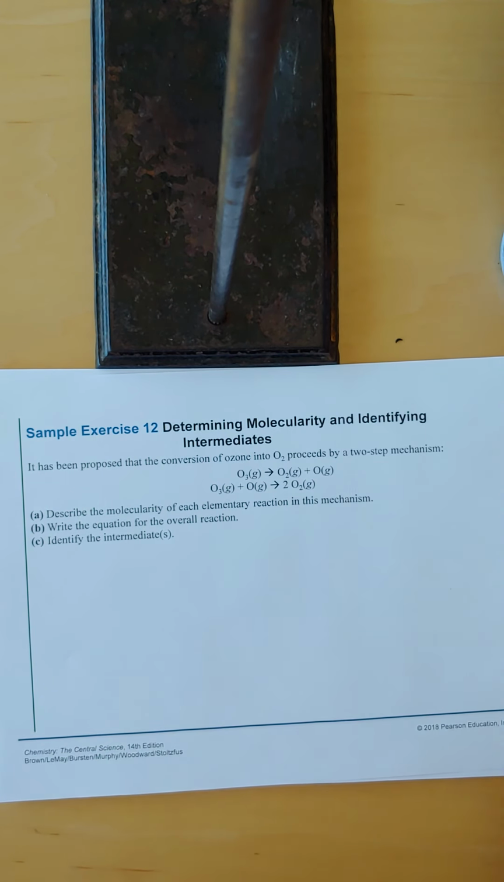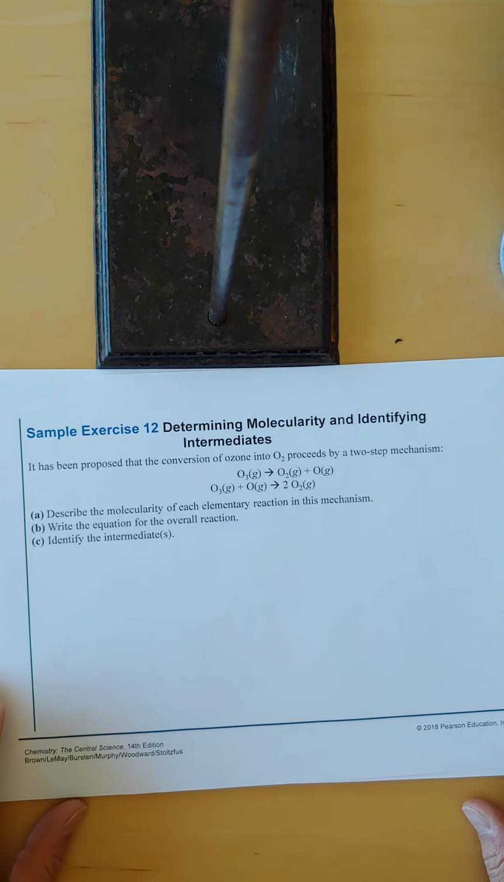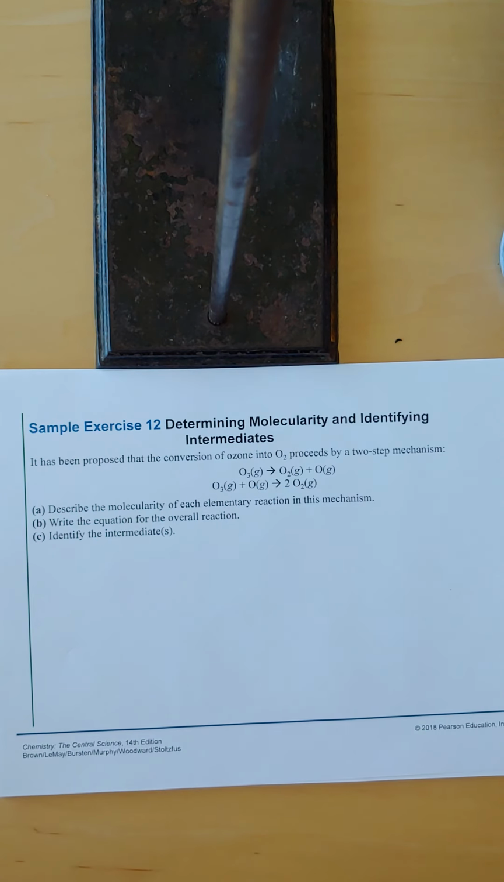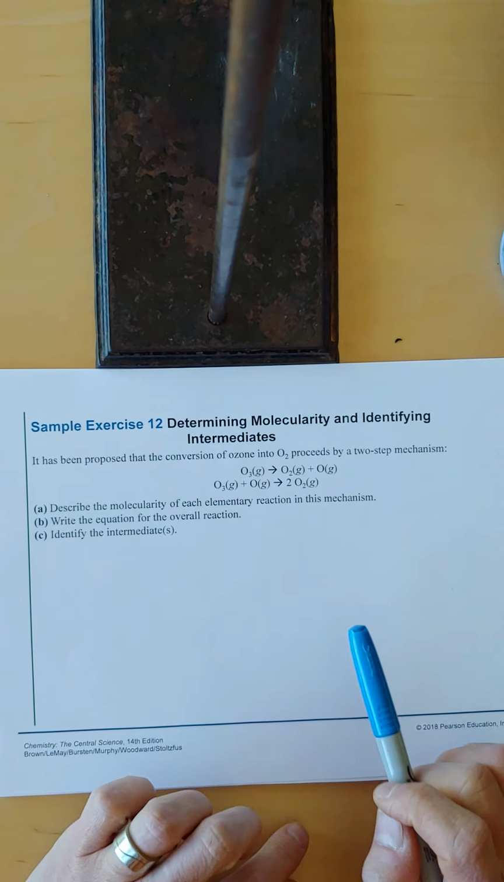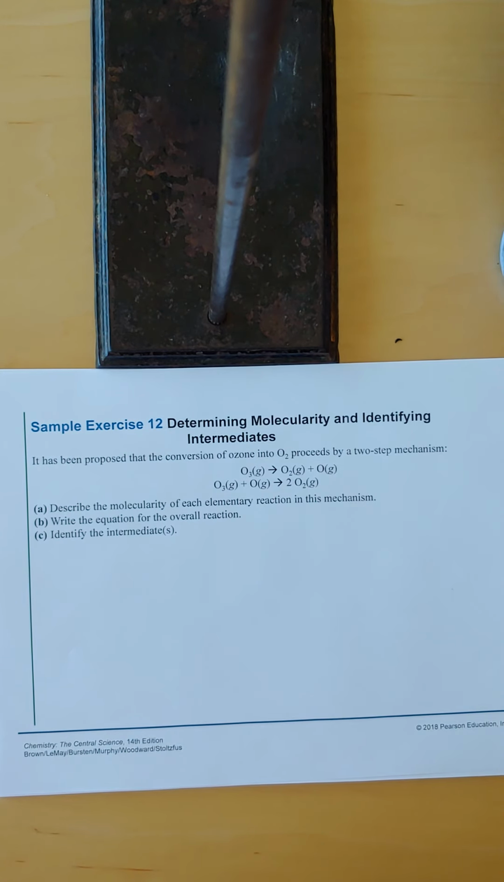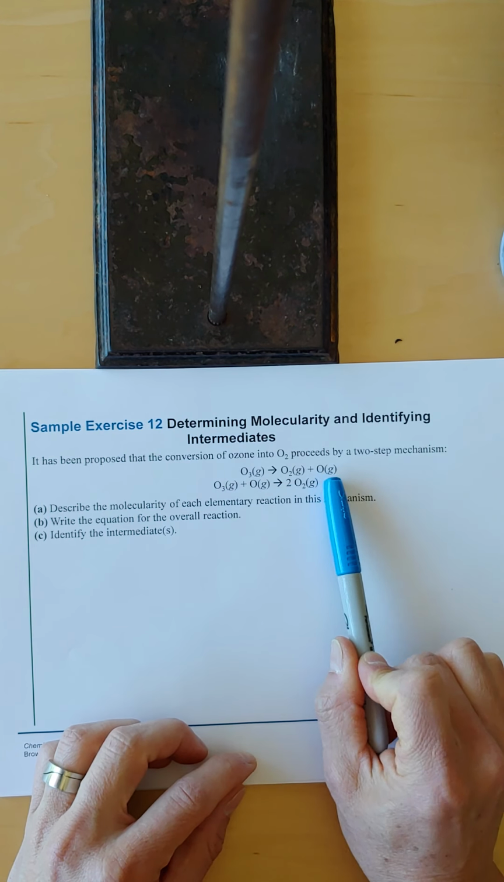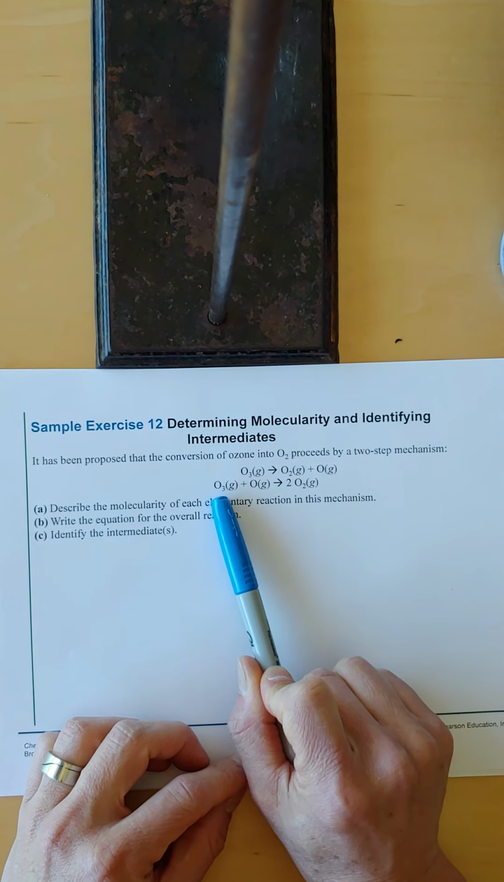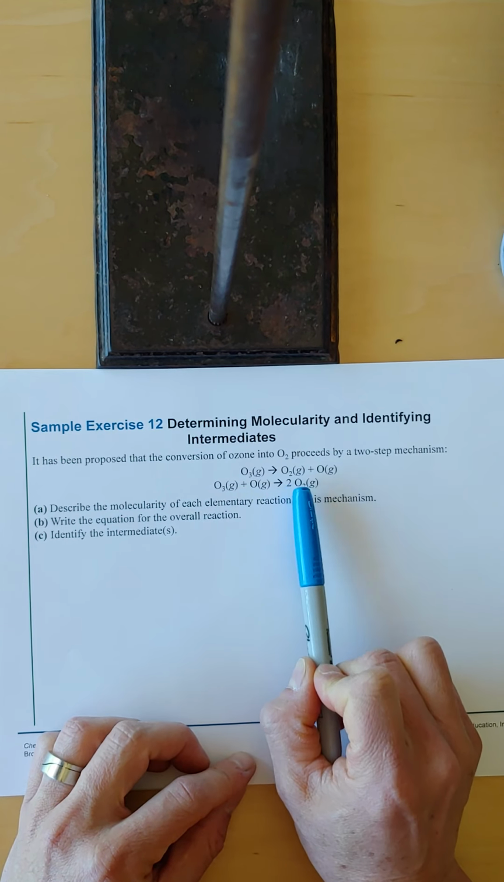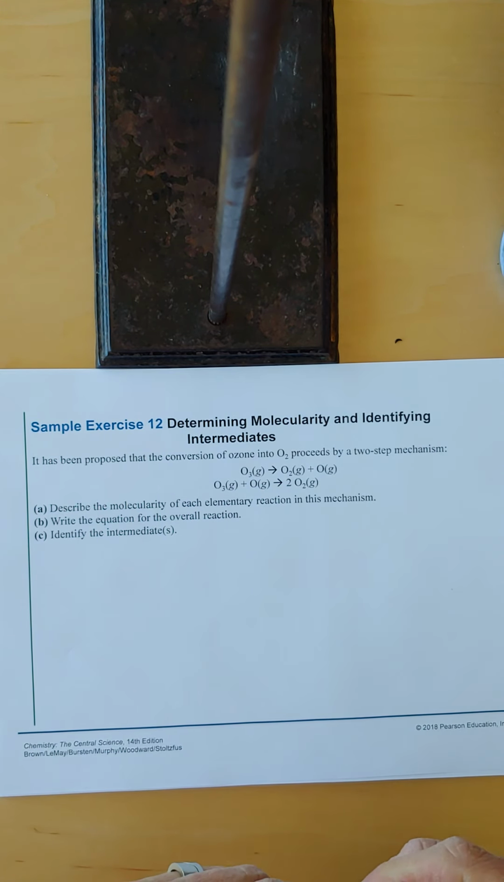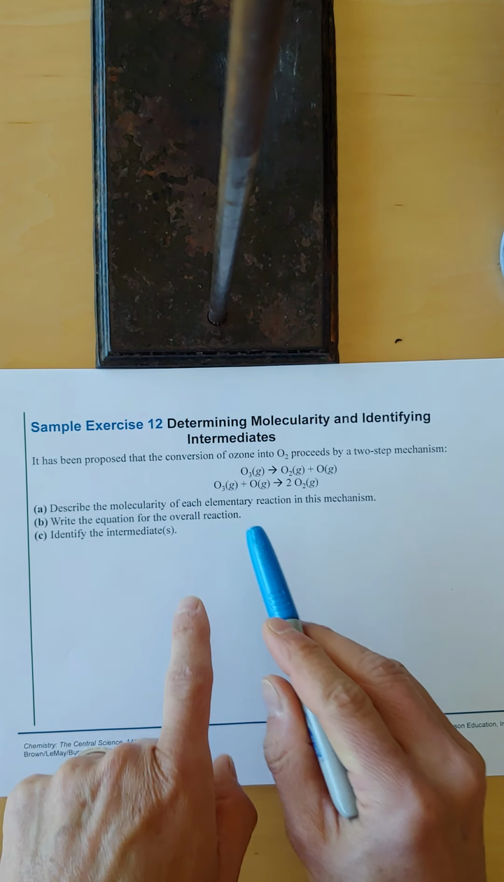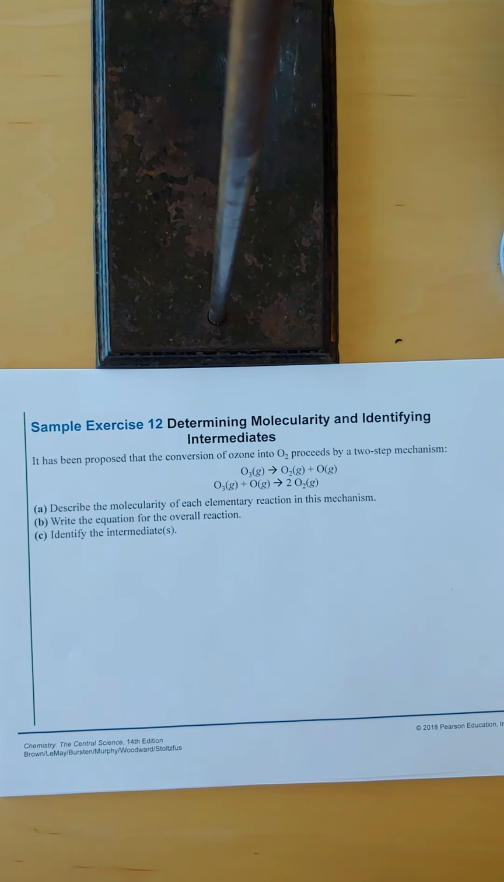Okay, now we're going to do the last 4 problems, and we're going to look at a little bit now into mechanisms, intermediates, molecularity, and figuring all that stuff out. So we have here a reaction that involves the conversion of ozone into oxygen, right? And so it's been proposed that this process happens by a 2-step mechanism, that ozone decomposes to produce oxygen and O, and then a second ozone molecule reacts with that O atom and produces 2 additional oxygens, right? And so we want to describe the molecularity of each of the elementary reactions in that mechanism.